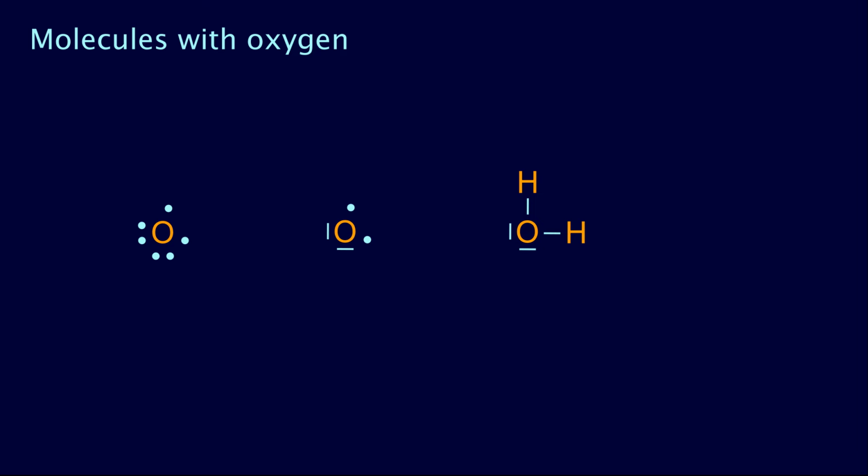But oxygen can also form double bonds. And an example is the molecule which is formed by two oxygen atoms. So this is forming a double bond.